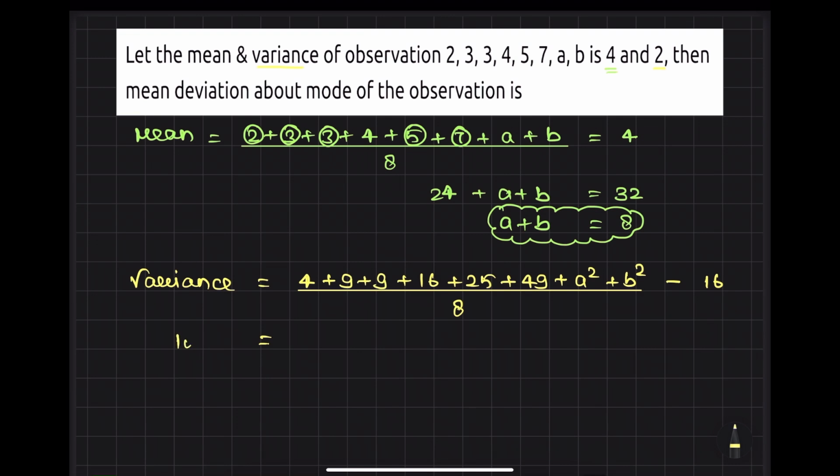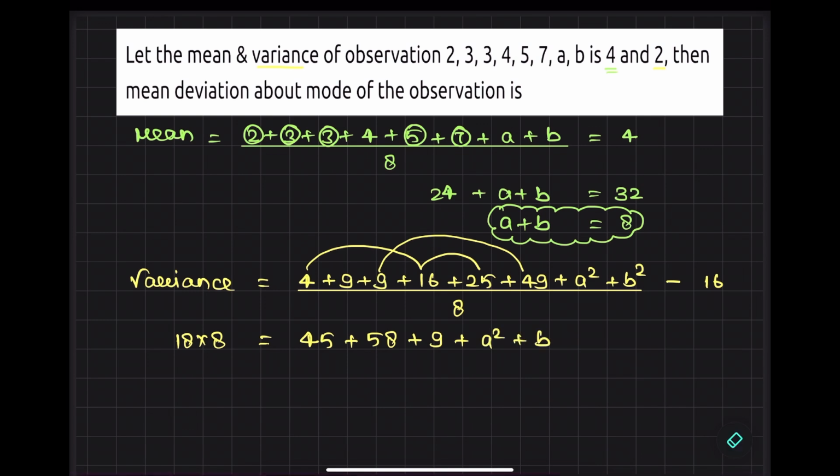Okay, so 18 times 8. Now we have to add all the things. So this is 20, this is 45. So we got 45 plus this is 58 plus 9 plus a square plus b square. This thing you have to do. Okay, have patience, 100% you will get things done.